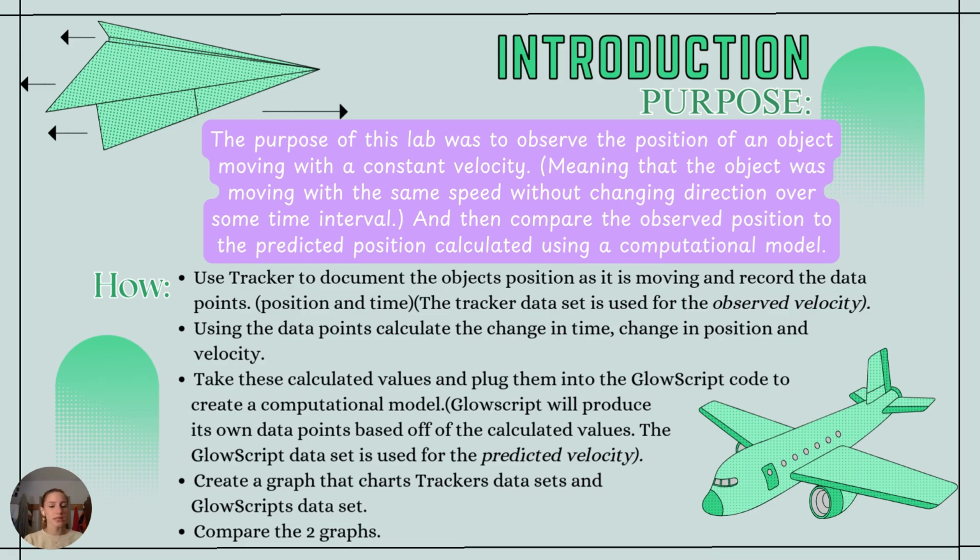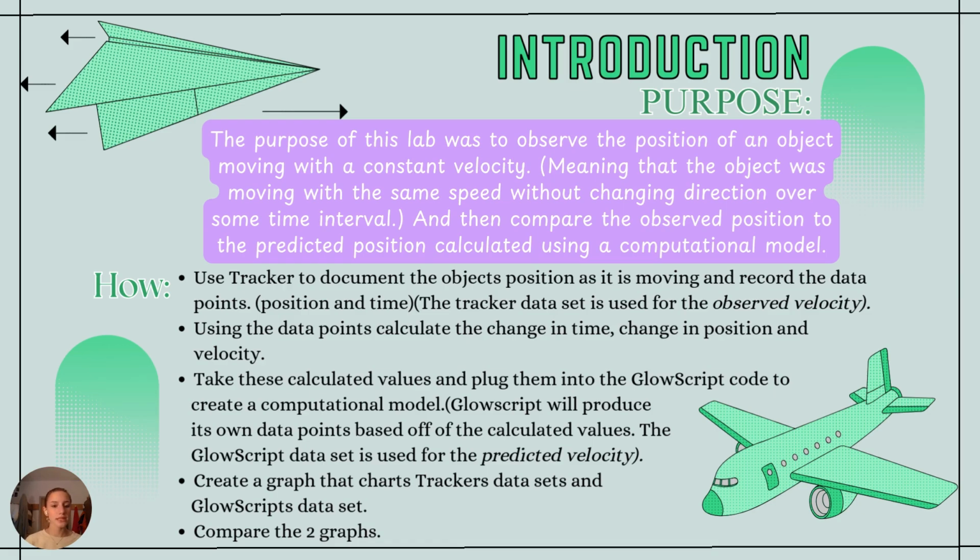So, how do we do this? Using Tracker to document the object's position as it is moving, we can record data points, position, and time. Using these data points, we can then calculate change in time, change in position, and velocity. We can then take these calculated values and plug them into our GlowScript code to create a computational model. We can then create a graph using the Tracker dataset and GlowScript dataset and compare the two graphs.